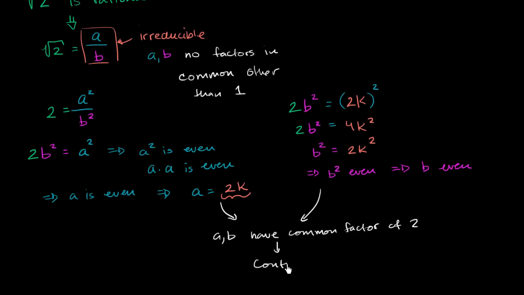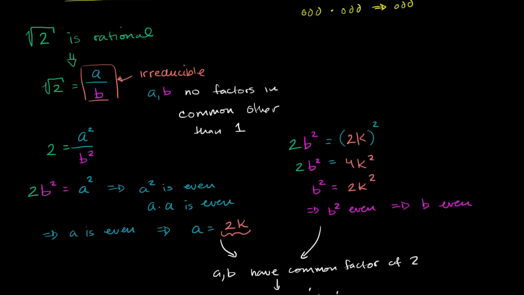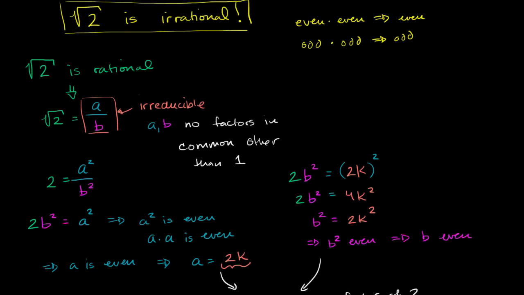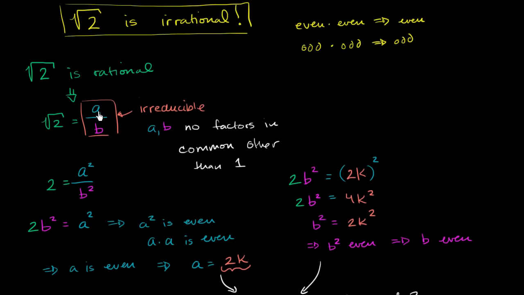That's the contradiction. So you assume that the square root of 2 can be represented as an irreducible fraction, a over b, you can even say a ratio of 2 integers right over here. That leads you to the contradiction that no, it actually can be reducible. So therefore, you cannot make this assumption. It leads to a contradiction. The square root of 2 must be irrational.